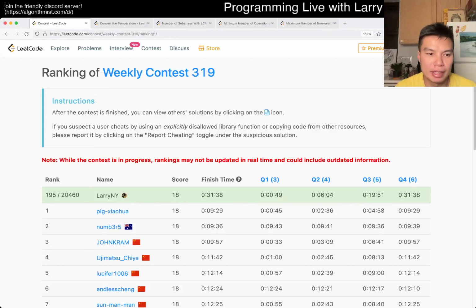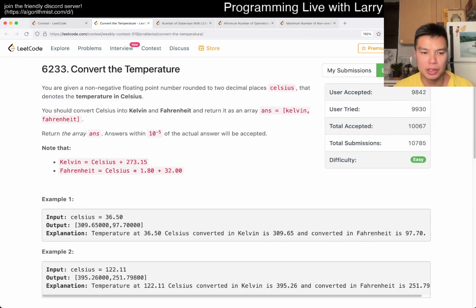This is me going with Q1 of the weekly contest 319, convert the temperature. So this one should be pretty straightforward.